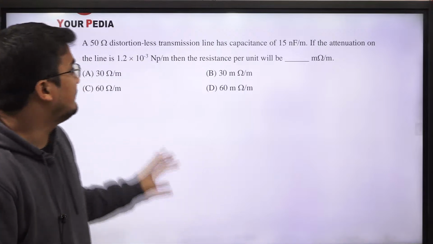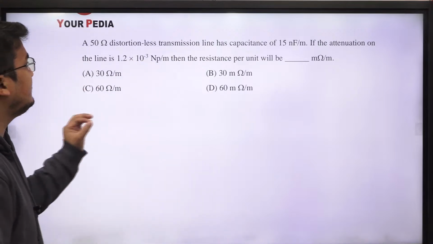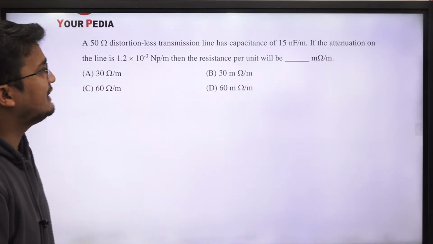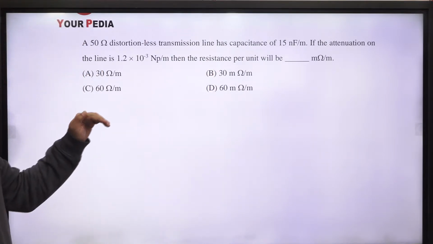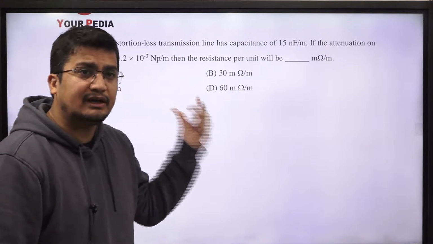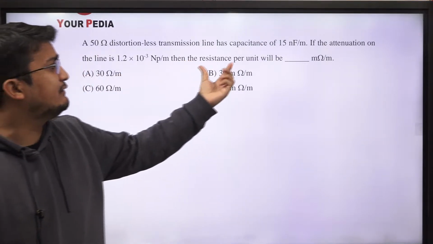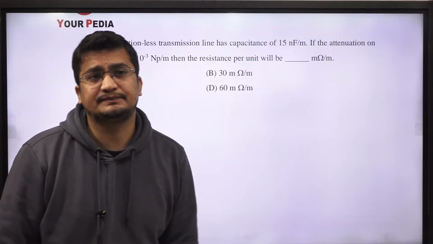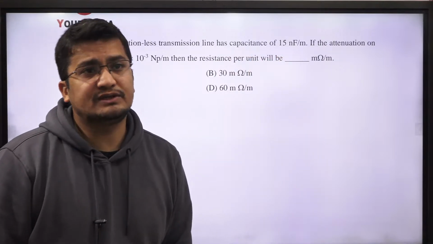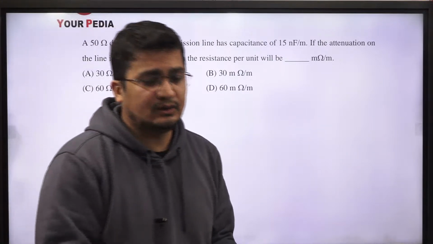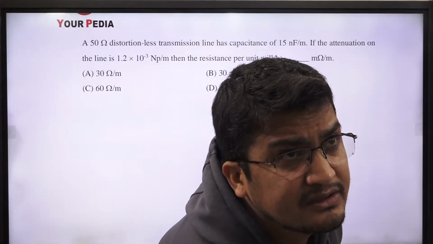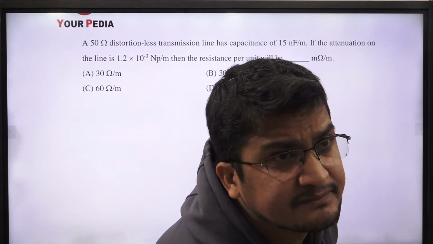So guys, please comment down the answer for this. A 50 ohm distortionless transmission line has a capacitance of 15 nanofarad per meter. If the attenuation on the line is 1.2 into 10 raised to minus 3 Napier per meter, then the resistance per unit length will be? Tell me the answer, please, guys. There are a lot of people watching in the live session. Please comment your answer. I'm not getting your answer. Please share your answer.